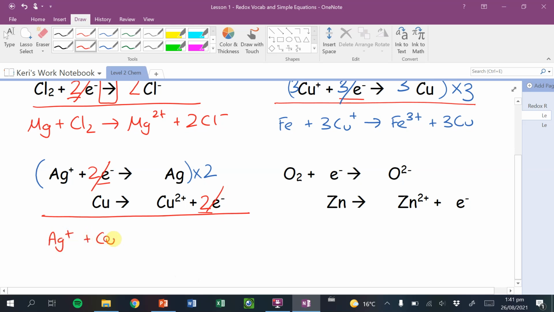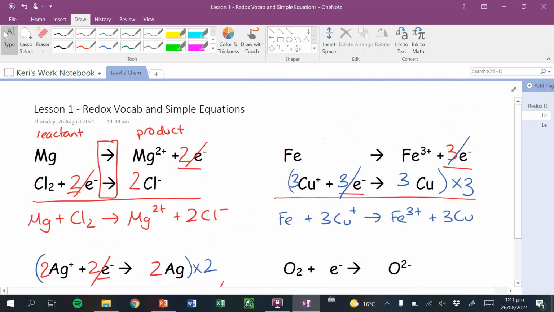Now, what I should also note is just helping you guys with the vocabulary. This whole thing was multiplied by 2. Arrow, 2Ag plus 2e minus. Cool. Or maybe I should do that. No, I'll do it now.